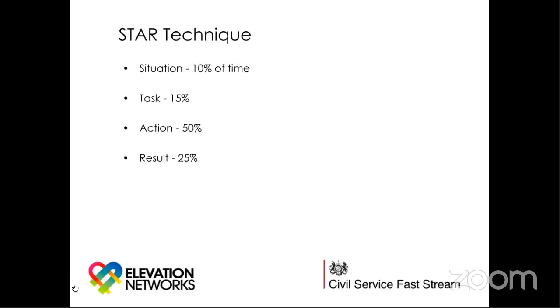Have there been situations where I've demonstrated these competencies? For example, has there been a situation where you've demonstrated collaborating and partnering? So in the case of the civil service, what do they mean by collaborating and partnering?